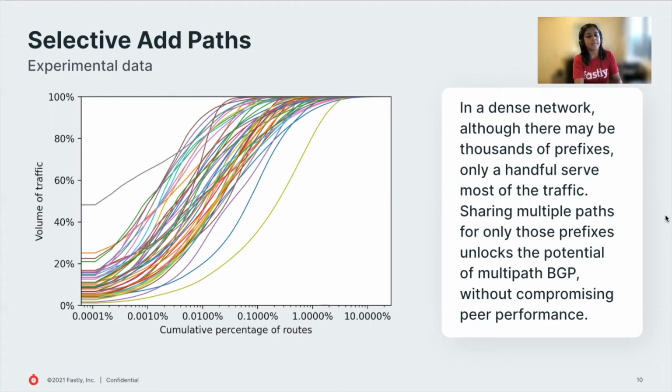So this is just to demonstrate that if we enabled add paths for all the prefixes that are there at a node, we would be sharing hundreds of thousands of routes. Instead of that, if we could tell which of these prefixes serve the most volume of traffic, and we share additional paths only for those, then the nodes behind the edge nodes would have that visibility into the network to allow for faster recovery from failures without getting overwhelmed with millions of extra routes.